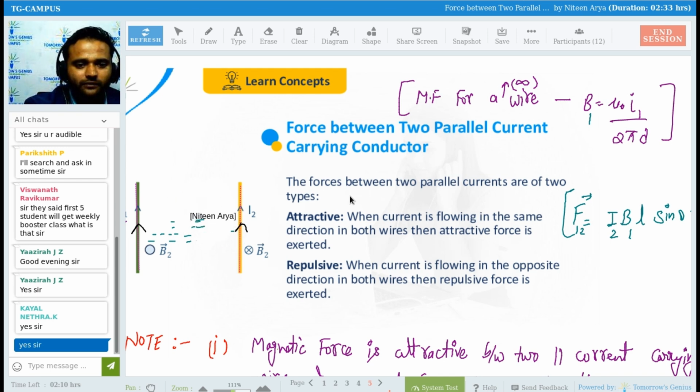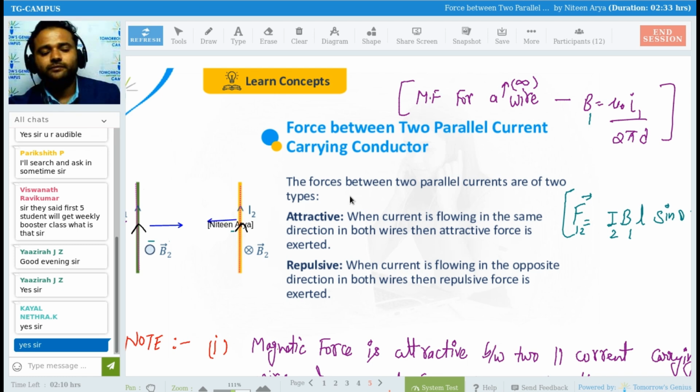Is this clear with everyone? Now the main thing arises: the direction. If the direction of the magnetic field is going to be opposite here or here, they are going to attract.